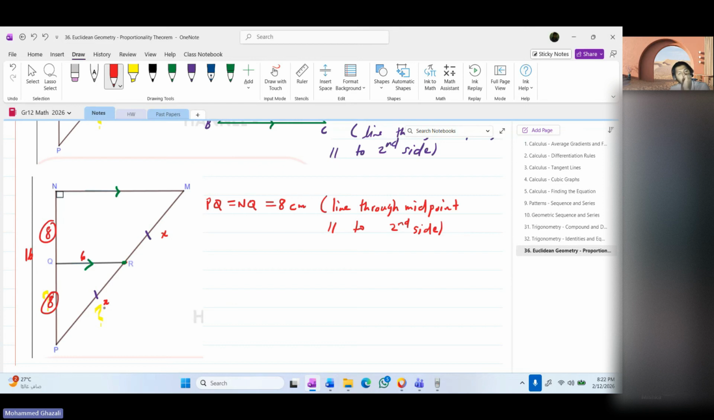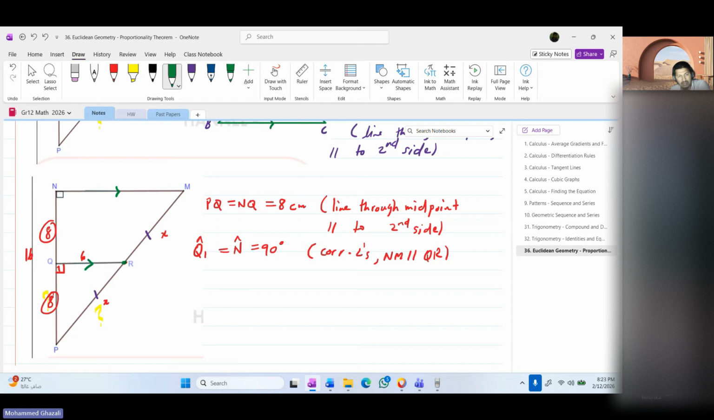Now, how can we solve for x? Well, they didn't ask for MN. MN is basically 12, right? Oh yes, there we have a 90 degrees here. That 90 degrees, we can transfer it here. So we can say angle Q1 is equal to angle N, which is equal to 90 degrees. And the reason is corresponding angles. Why is it corresponding? Because NM is parallel to QR.